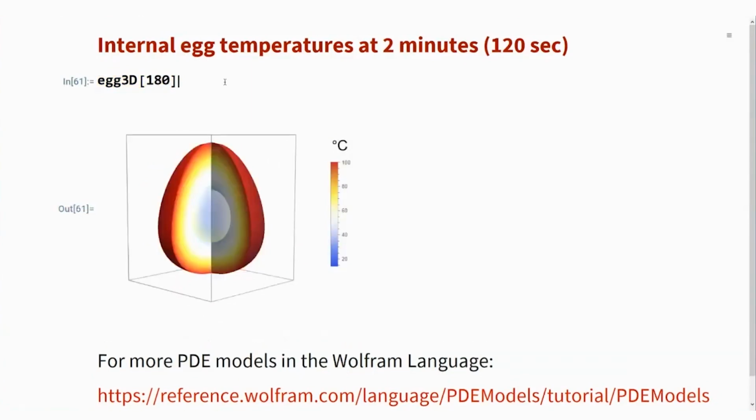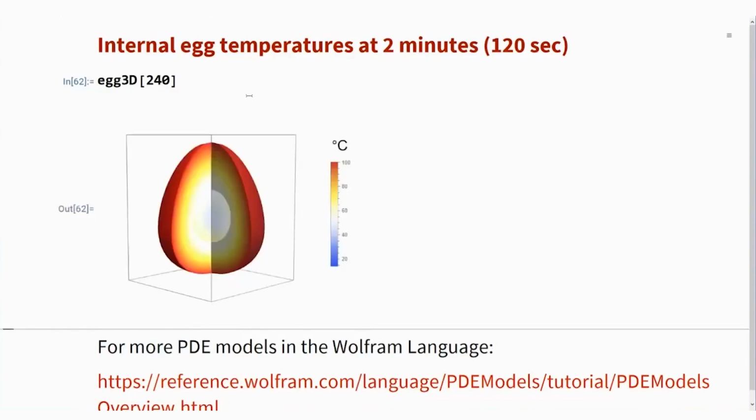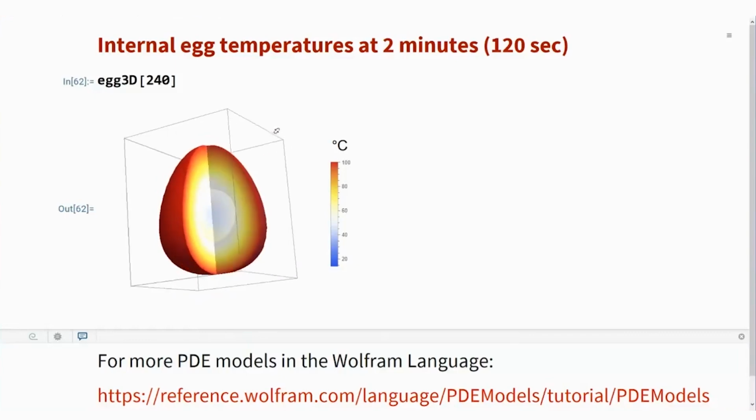So there's my egg. We've got another minute on the cooking temperature there. So let's add another minute. Let's see what our 4-minute egg looks like. Let's see how that temperature is evolving inside that egg. Okay. Yep. We're getting cooked there. Definitely getting some cooking going on there.